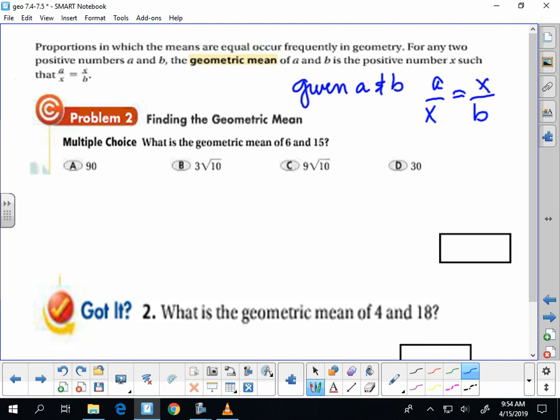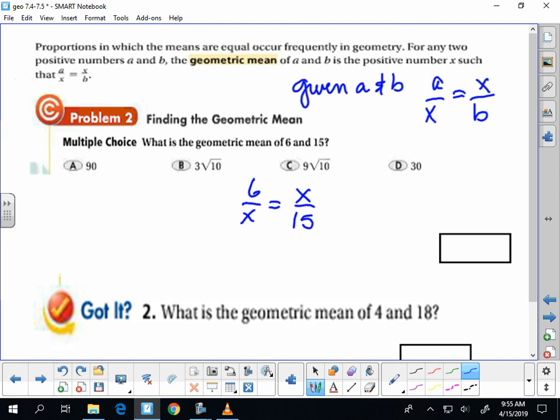Oftentimes when you write up these geometric means and you cross multiply, one of the cross parts are going to have the same thing. They'll either both have x's or they'll both have the same number. So in problem 2, we're given the number 6 and 15. So that's our a and our b. So I'm going to write 6 over x equals x over 15.